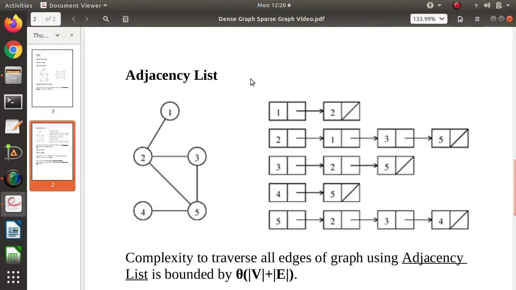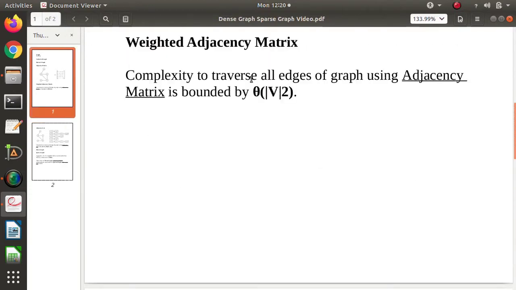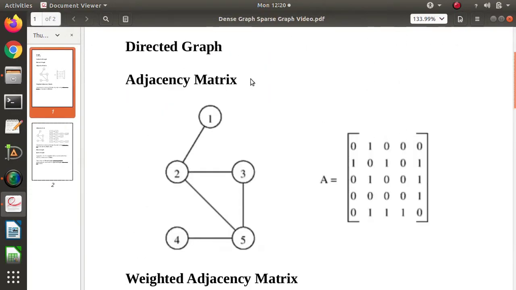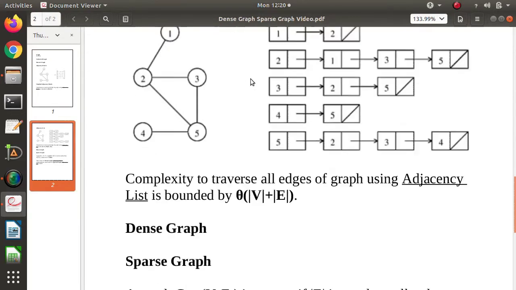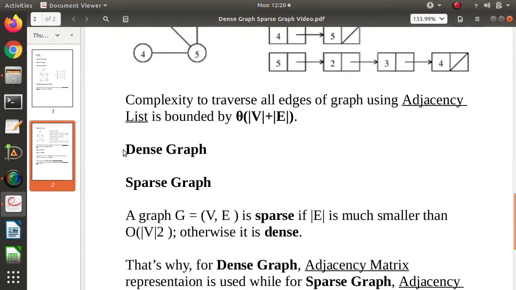In the last video, we have seen what we mean by adjacency matrix, what we mean by adjacency list, and also what we mean by dense graph and sparse graph. Also we have seen which representation is better for dense graph and which is better for sparse graph. So we have seen dense graph is represented by adjacency matrix while sparse graph is represented by adjacency list.